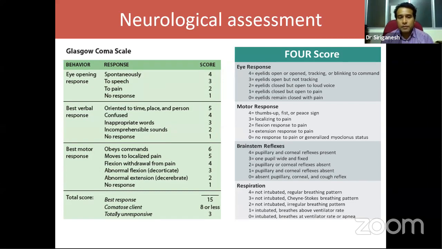And to overcome some of these limitations, a new scoring system has been advocated, that is the FOUR score, or the full outline of unresponsiveness score. 2 of the components, that is eye response and motor response, are retained, whereas 2 new components are introduced, that is brainstem reflexes, predominantly pupillary reflexes, which are commonly assessed, and respiration, including intubation or no intubation.